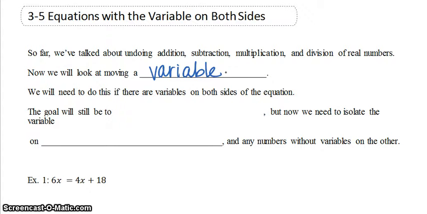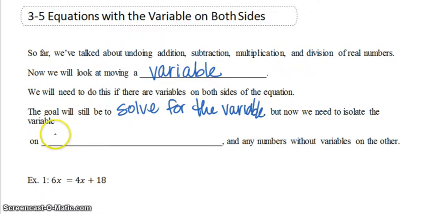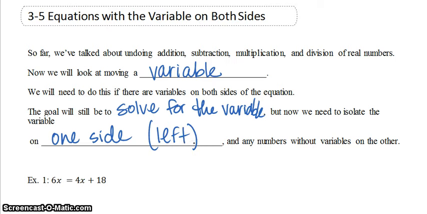Now, we will need to do this if there's a variable on both sides, and the goal will still be to solve for the variable. But now we need to isolate the variable on one side, preferably the left. I'm going to put left because I like to do it on the left side. But again, it doesn't matter. And any other numbers without variables on the other side. Okay? So that is our goal.